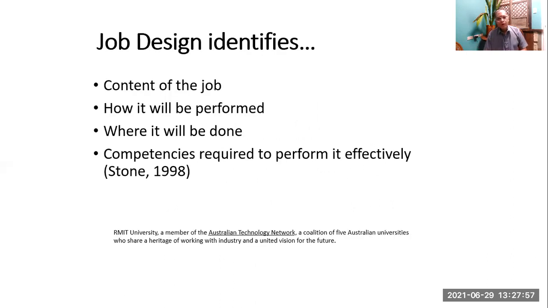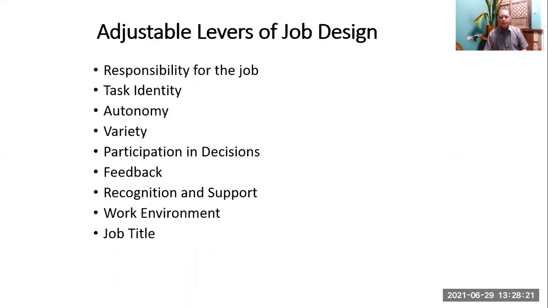So now when we do job design, there are a few things that we need to consider. Okay? First, there's the content of the job. Second, how it will be performed. Third, where it will be done. And fourth, what are the competencies required to perform it effectively. So let's go to each of these.